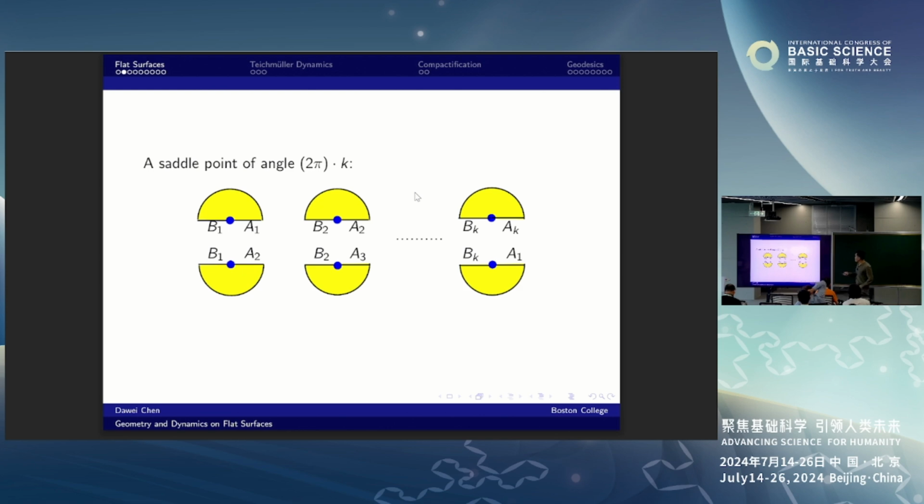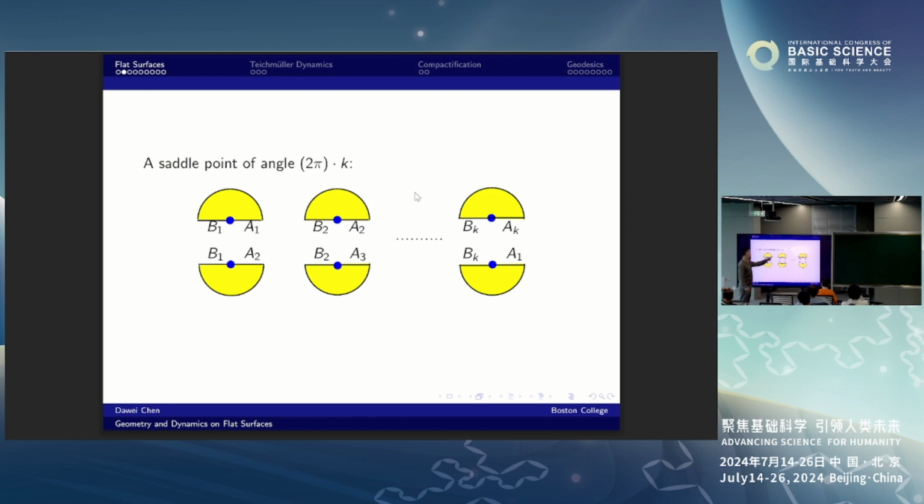So here's a local picture around the saddle point of angle k times 2 pi. We can form the neighborhood of such a cone point or saddle point by taking k flat disks that are decomposed into 2k pairs of half disks. And we can identify the edges in the following way. Say I identify this B1 with the lower B1, just glue, and I turn, say, counterclockwise to A2. Then this A2 glues to the next edge A2 and turns again to B2, and B2 glues with this B2, and go on until you reach the last disk. You go back to A1, and A1 glues back to the first A1.